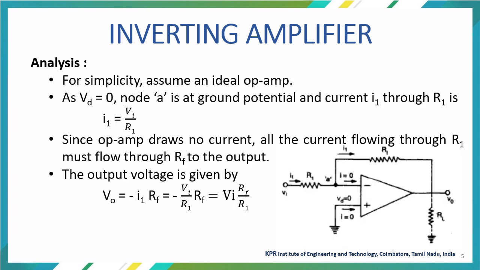Let us consider the analysis for the inverting amplifier. For simplicity, we will assume an ideal op amp. The voltage available at the non-inverting terminal is 0 since it is connected to ground. So, the voltage available at node A is also 0. Now, we will measure the current I1 flowing through the resistor R1. So, I1 is equal to VI by R1. Since the op amp draws no current, all the current flowing through R1 must flow through RF to the output terminal. The output voltage V0 is equal to minus I1 into RF, where I1 is VI by R1. So V0 is equal to minus VI by R1 into RF. So we can rewrite it as minus VI into RF by R1.